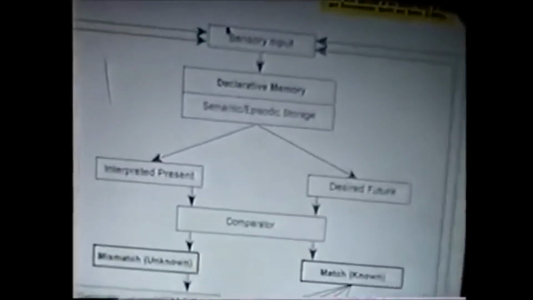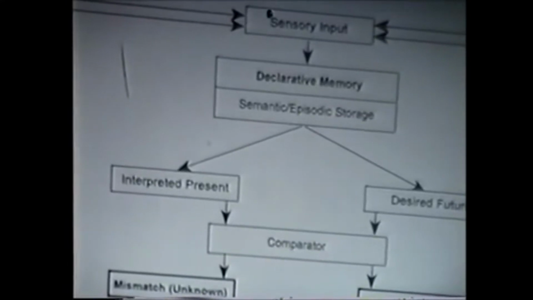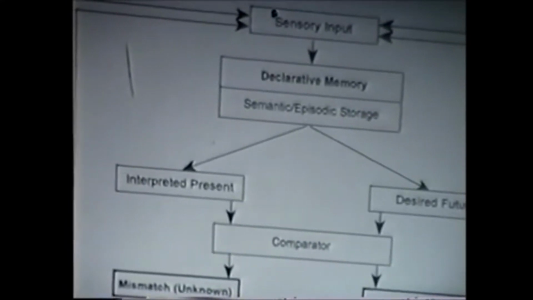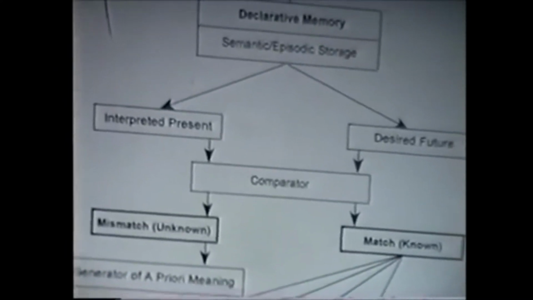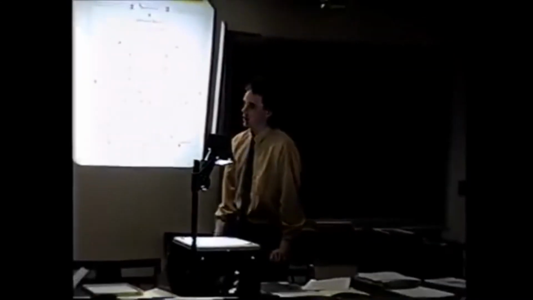Okay, so use your declarative memory. That's one form of memory storage to construct your version of the present. That's the significance of things as they're unfolding at the present time. You can only really make judgments about the significance of things by contrasting them with what you would like to happen. So that's your image of the desired future.